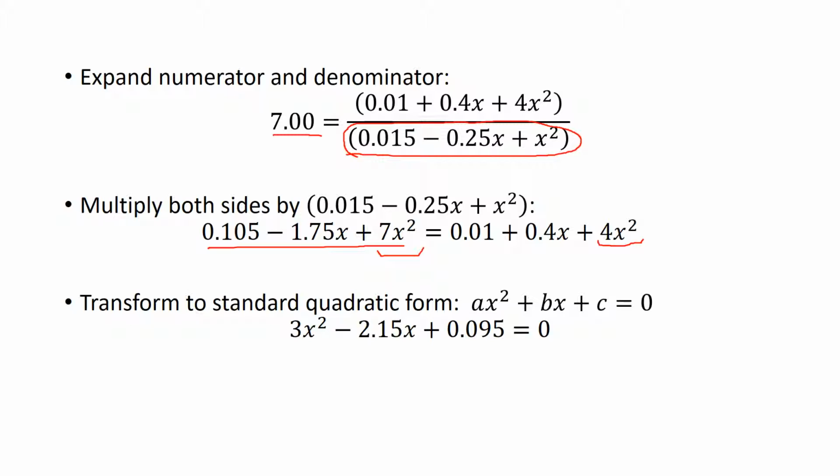and I will end up with, and I just rewrite it in this order. So the x term comes from 1.75x minus 0.4, that's minus 0.215x. And the constant term comes from 0.105 minus 0.01, and that's 0.095. Now it's in our familiar standard quadratic form, ax squared plus bx plus c equals 0, with a equal to 3, b equal to minus 2.15, and c equal to 0.095.